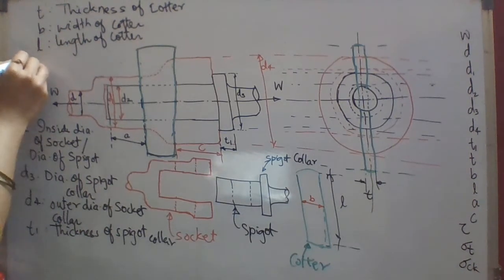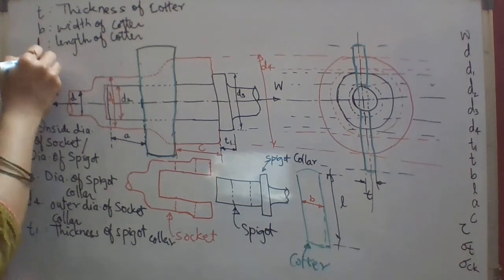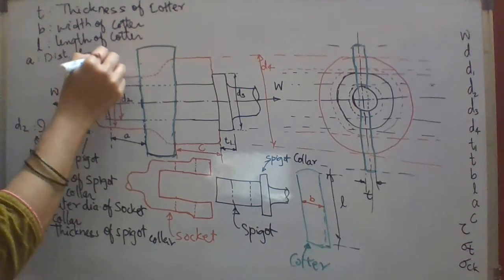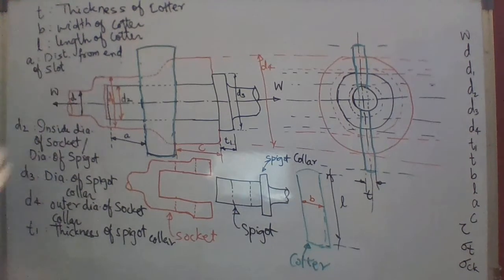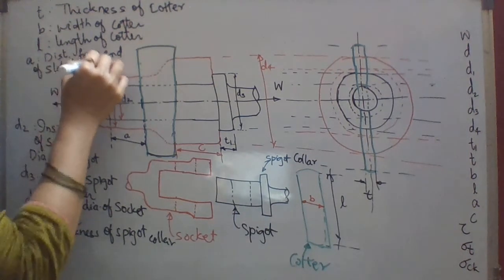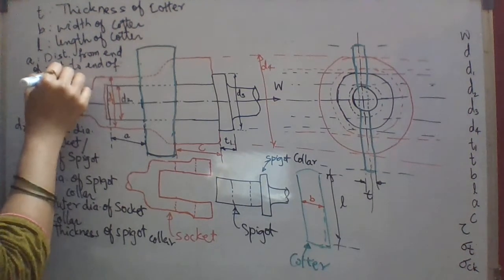Now A and C. What is A? A is the distance from end of slot to the end of spigot.